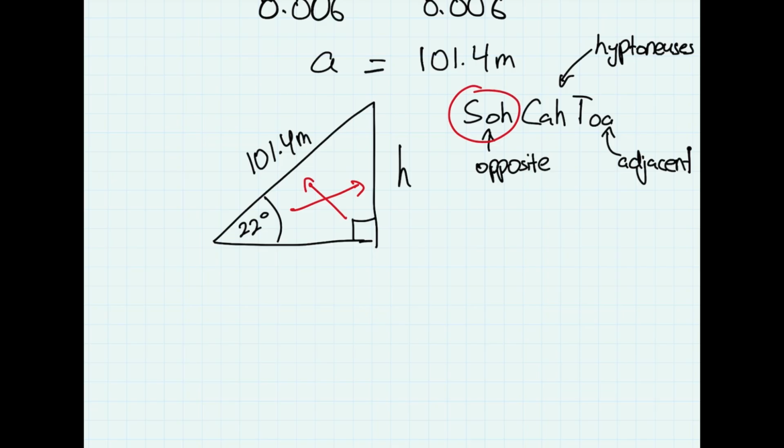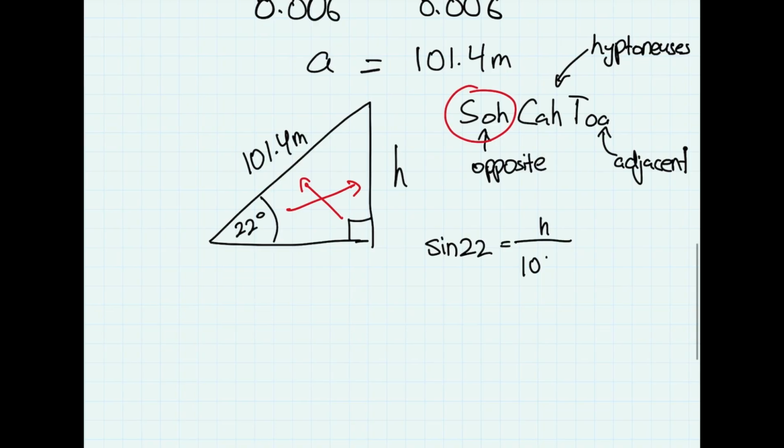So we'll say that sine 22 is equal to the opposite, which is h, divided by the hypotenuse, which is 101.4 meters. And this will give us a final height of 38.0 meters. And this is the answer to our question.